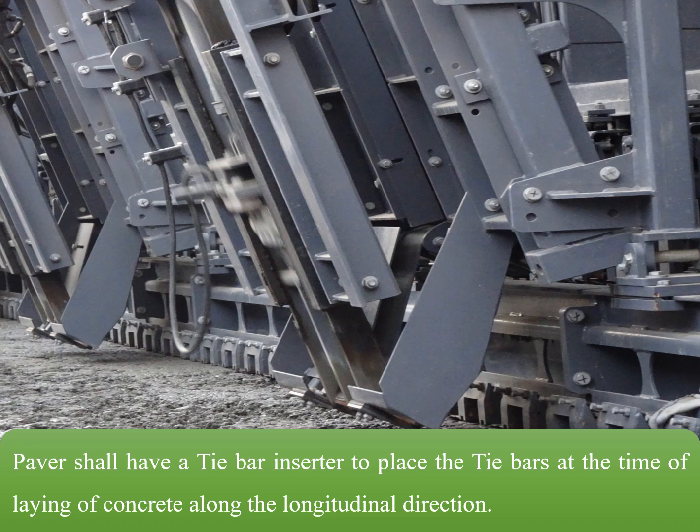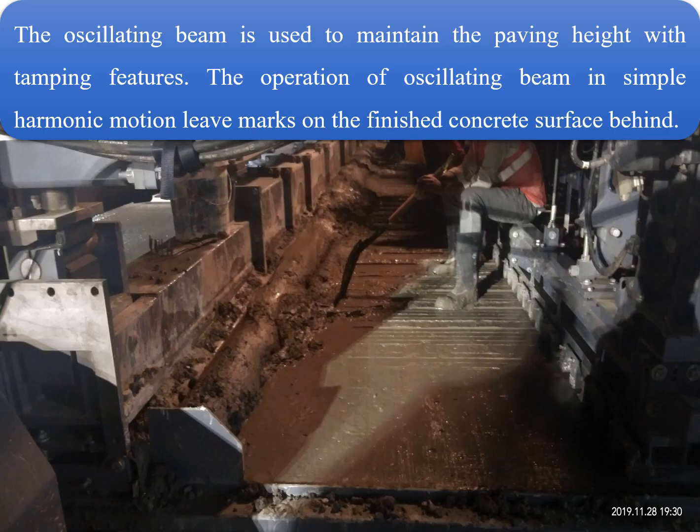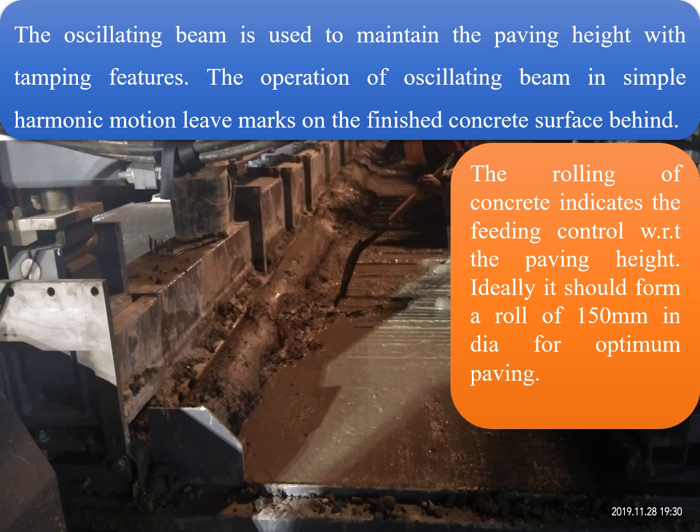Similarly, pavers shall have a tie bar inserter to place the tie bar at the time of laying of concrete along the longitudinal directions. The oscillating beam is used to maintain the paving height with tamping features. The operation of the oscillating beam in simple harmonic motion leaves marks on the paved concrete surface just behind the paver as the paver moves forward. The rolling of the concrete indicates the feeding control with respect to the paving height.